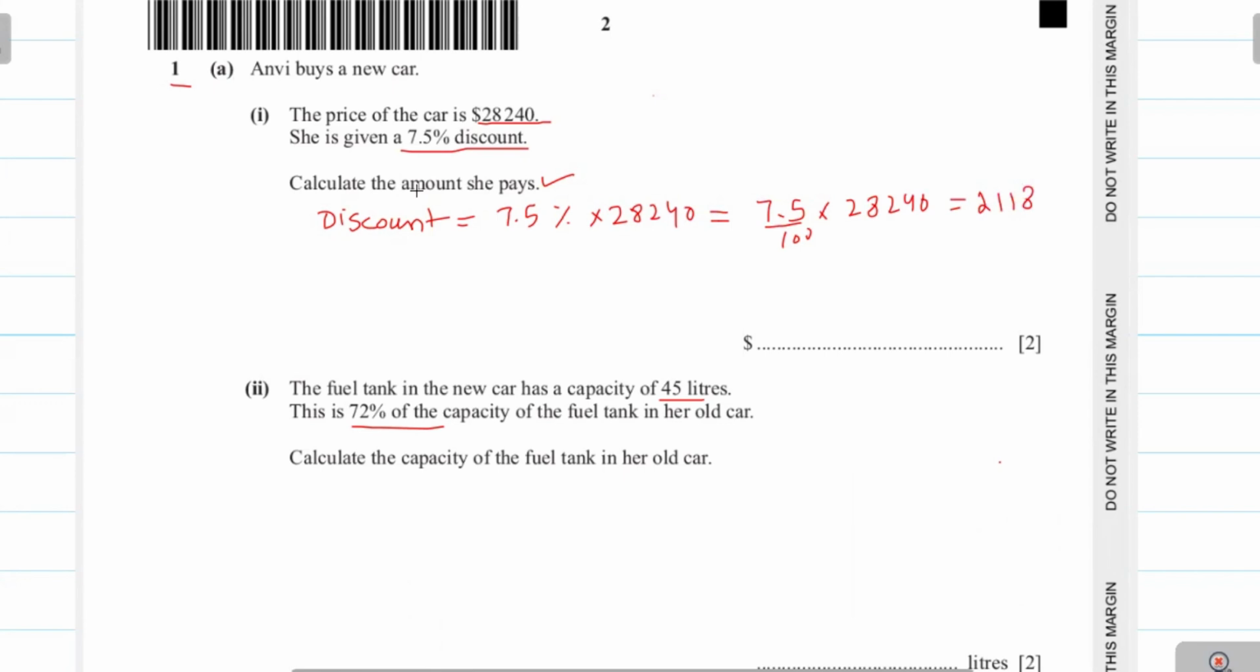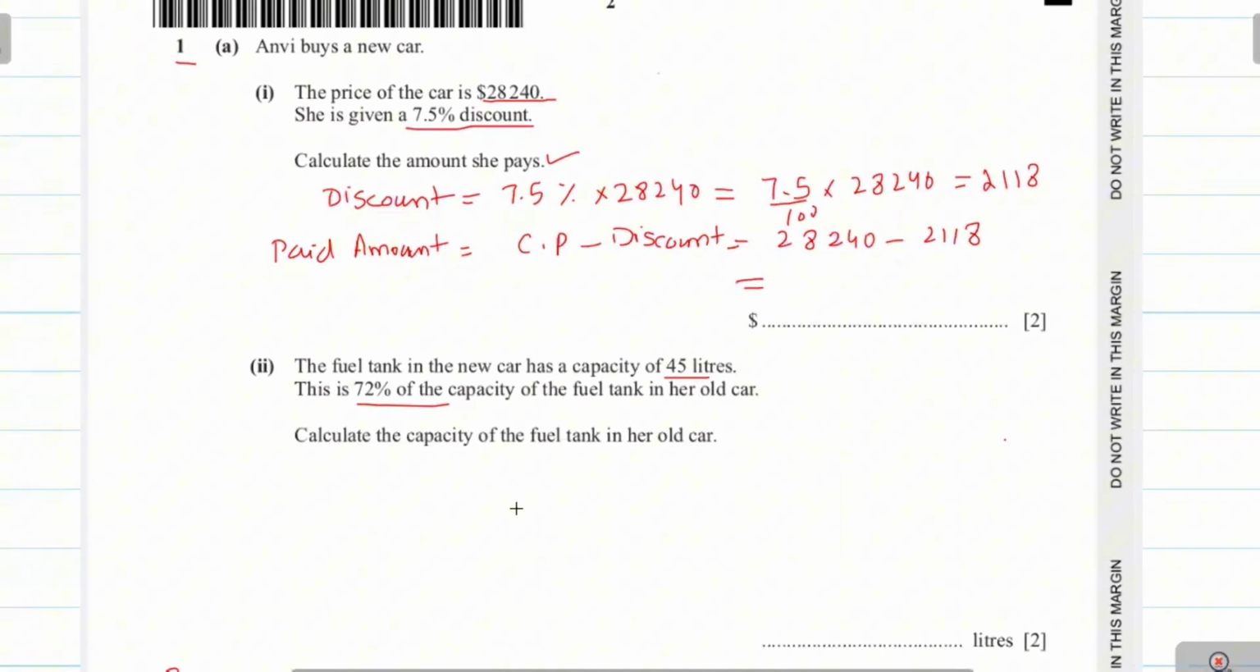This value will be equal to 2118, and the amount she pays will be equal to the cost price minus discount. Here the cost price is 28,240 minus discount 2118, and this value will be equal to 26,122, and this is the answer.